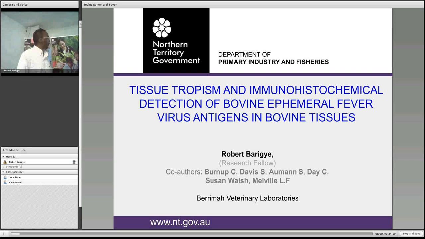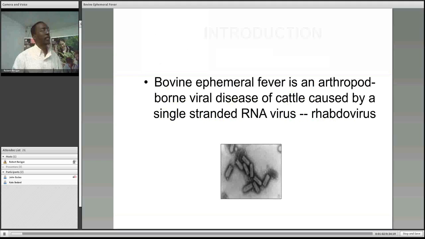And the immunohistochemical part, this was a technique we've standardized and validated for demonstration of viral proteins in tissues of infected animals. So I'll probably go ahead with the introductory slide. Bovine ephemeral fever is a viral disease caused by an RNA virus. This virus belongs to the group called rhabdoviruses. They are transmitted, in this case, by mosquitoes. There are suspicions also that other biting flies like culicoides can transmit this virus.